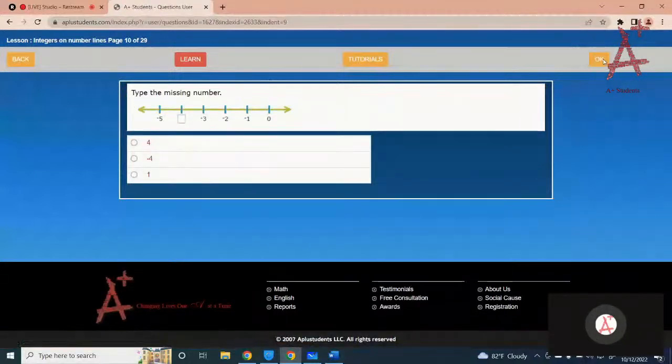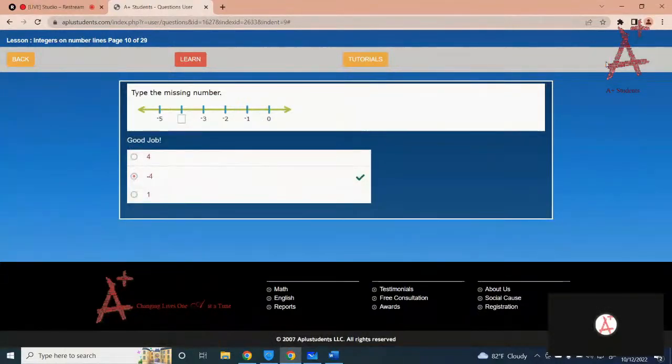Okay, type the missing number. So the missing number is in between -3 and -5. So which number is in between -3 and -5? It is -4. Got it? You're on the negative side, so the answer must have a negative sign. So it would be -4. Very good.